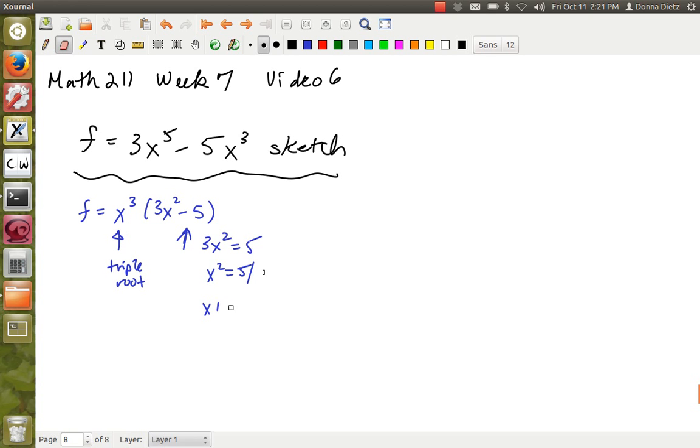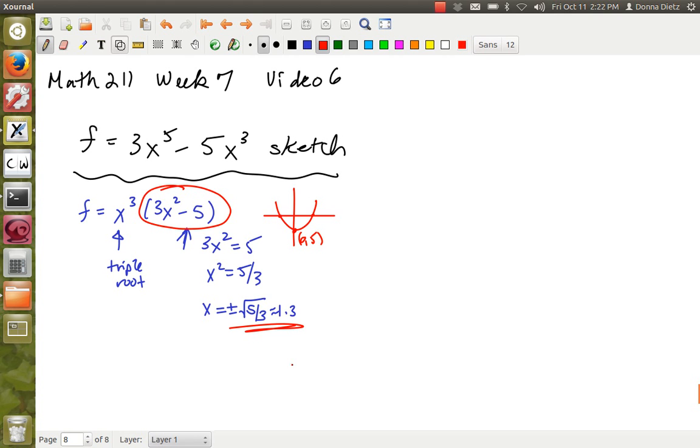So x is either plus or minus square root of 5 over 3, which is approximately 1.3 for purposes of plotting. So I want you to consider what this piece, this 3x squared minus 5, looks like all by itself. If we were just going to plot it all by itself, it would look kind of like this. It would have a min below the origin at 0, negative 5. Okay, and then these roots that we just found, plus and minus 1.3, they'd be right about there.